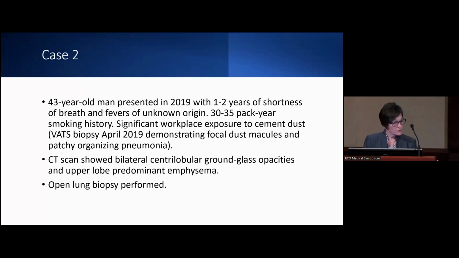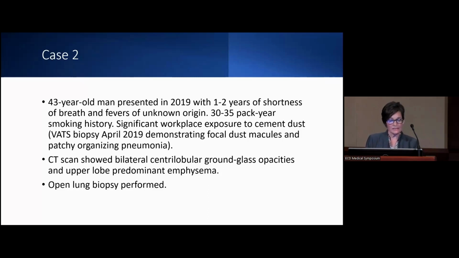So moving on to case number 2. This is a 43-year-old man who presented in 2019 with 1 to 2 years of shortness of breath and fevers of unknown origin. He does have a long smoking history, and he also had some workplace exposure to cement dust, and a prior biopsy that had shown some patchy organized pneumonia and possible focal dust macules, suggesting maybe a silicosis or some sort of pathology like that.